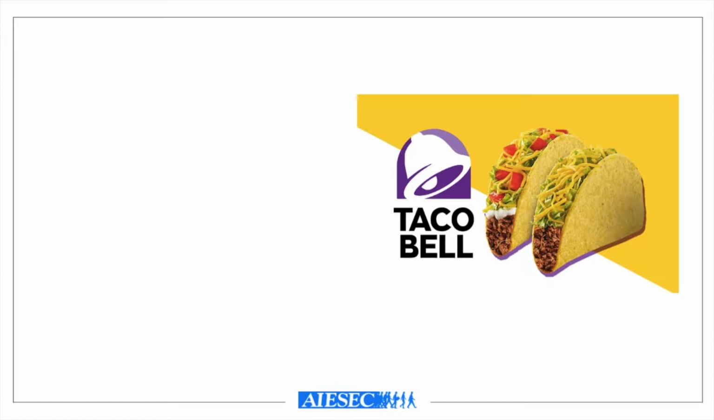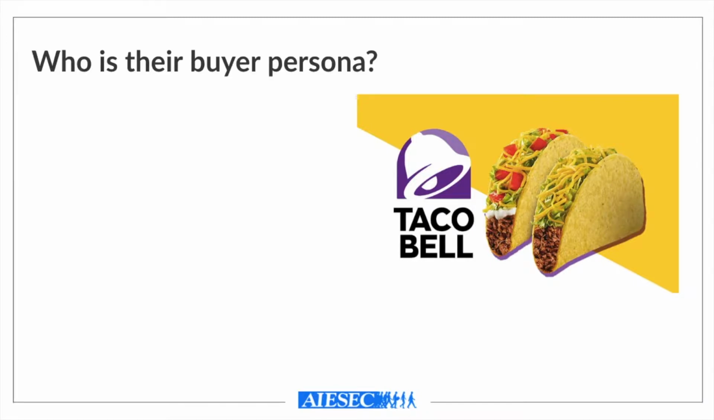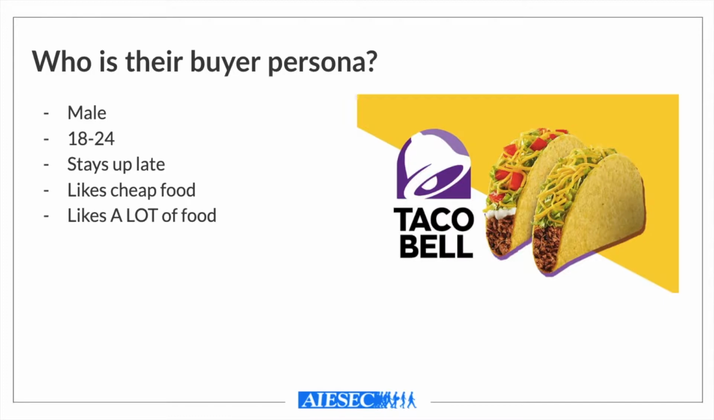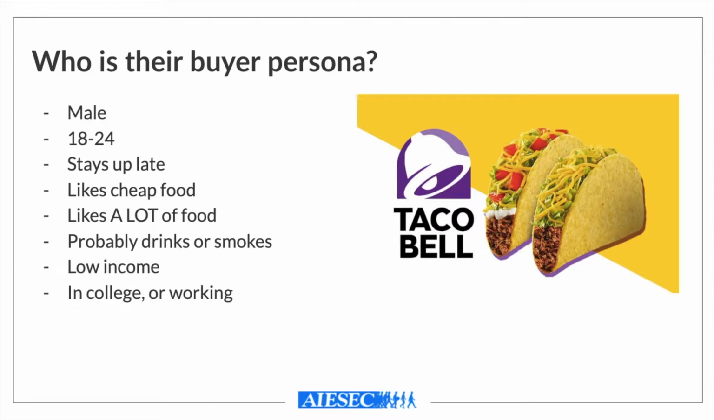First, I want to show you an example. We all know Taco Bell. So who is their buyer persona? One, they're probably male. 18 to 24, they stay up late, they like cheap food, they like a lot of food, they probably drink or smoke, they're low income, and they're in college or working. This is actually the real buyer persona of Taco Bell. They actually have a very specific buyer persona, and this buyer persona is who they target through all of their marketing. So if you can think of any Taco Bell ads, go through them and see exactly who they're going after.